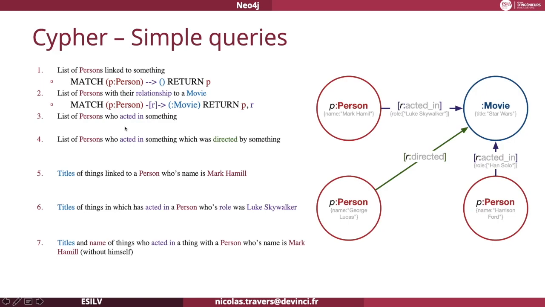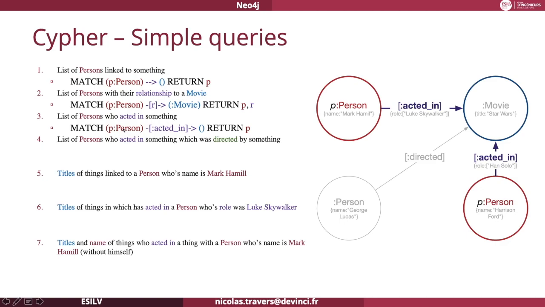Now we want the persons who acted in something. So we look for the person, with the ACTED_IN type on the relationship, and something. So we only have here the two nodes, Mark Hamill and Harrison Ford, which are the two nodes that have acted in the movie.